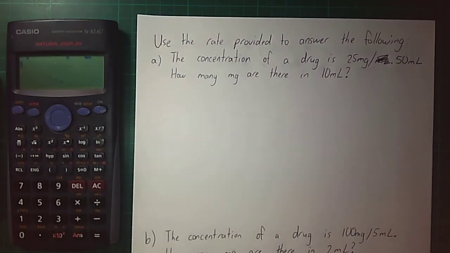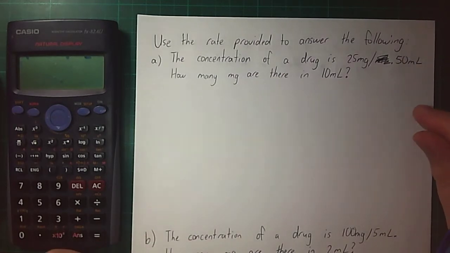In this video, we're going to talk about medicine, but specifically how we can use the rate and how we can change it to help us answer some questions. So this question that we're looking at, this is the same as question 3 in 3G. We need to use the rate provided to answer the following. The concentration of a drug is 25 milligrams per 50 milliliters. How many milligrams are there in 10 milliliters?